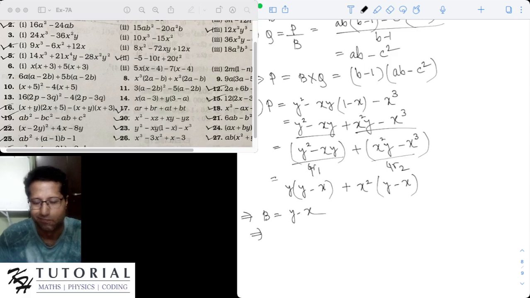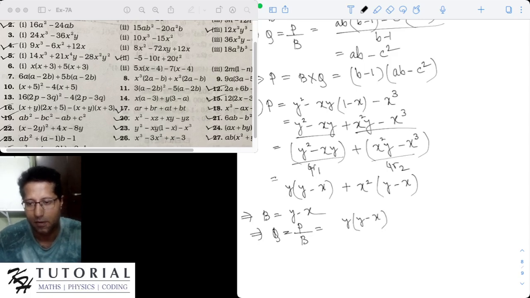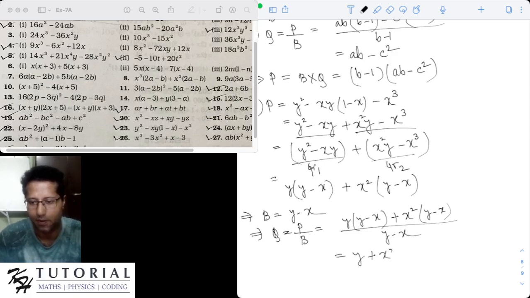So this implies q will be p by b, which is equal to y into y minus x plus x square into y minus x, divided by b. B is y minus x. So this becomes y plus x square, and hence the factorization of the polynomial p is b into q, which is equal to y minus x multiplied by y plus x square.